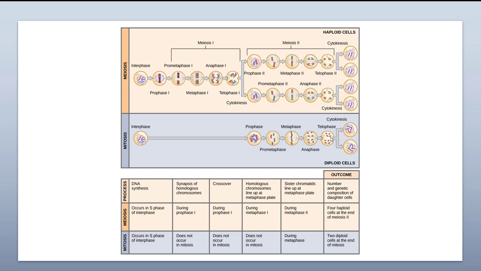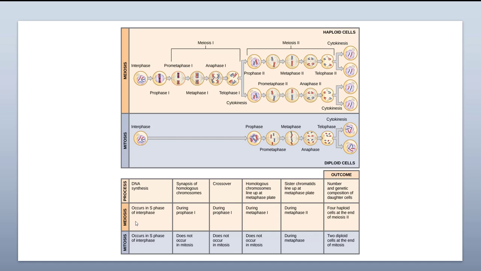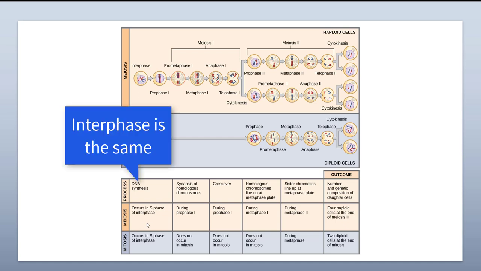However, meiosis part 2 is the same as mitosis, right? We have basically the same thing happening. We have the sister chromatids separating just like in mitosis. So you can see kind of what's going on, the process. Interphase is the same in meiosis as in mitosis.